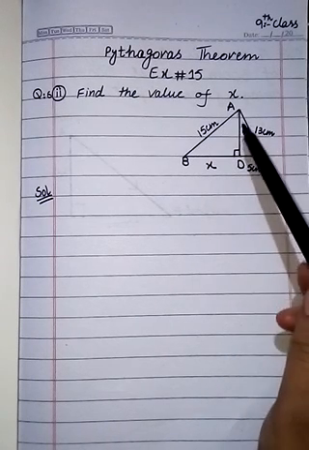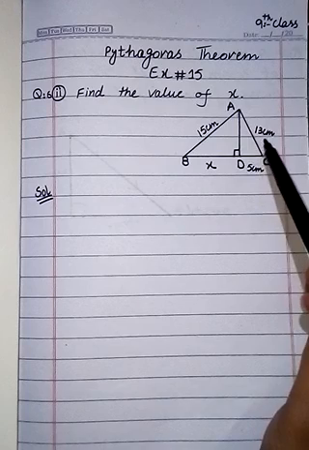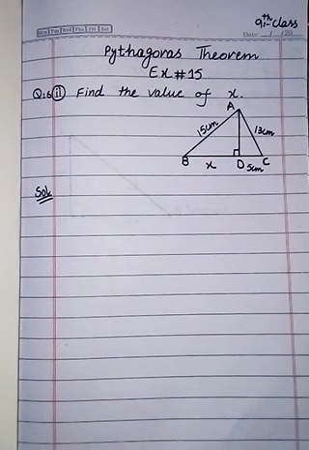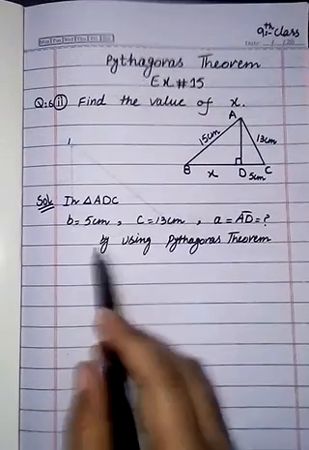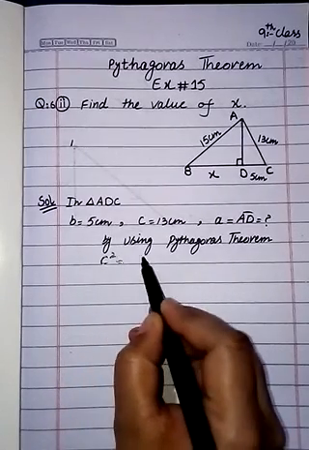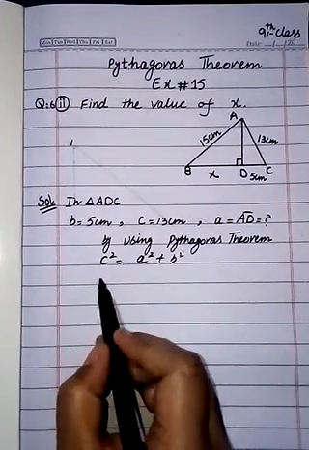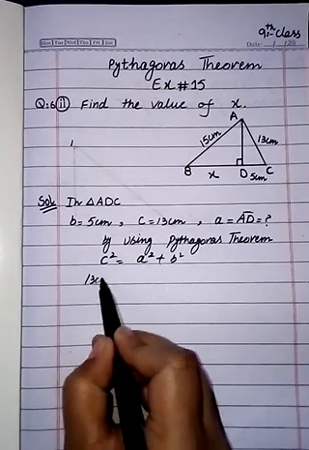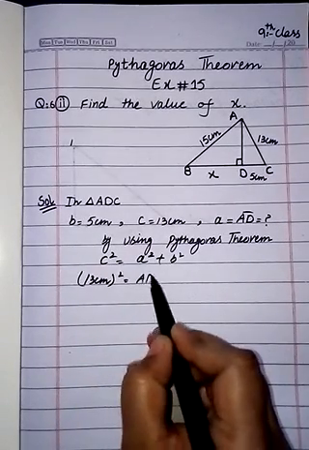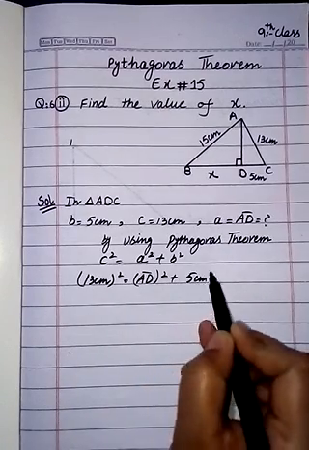Now check the other triangle ADC. Its hypotenuse and base are given. You have to first find the altitude. Now by using Pythagoras theorem, C square equals A square plus B square, you have to put the values. 13 centimeter whole square. The altitude here is AD, which you have to find out. Now the base is 5 centimeter whole square.